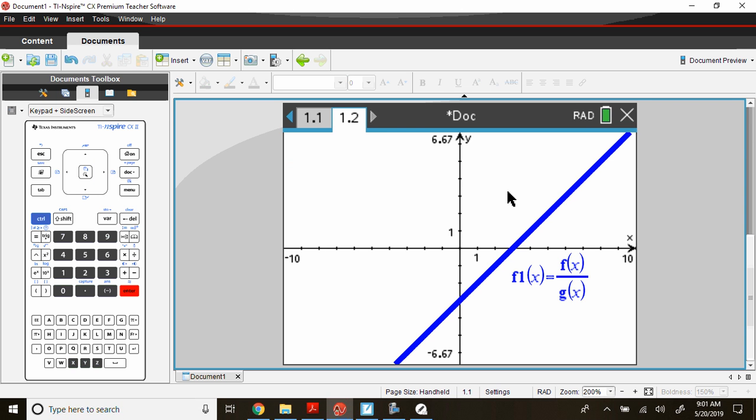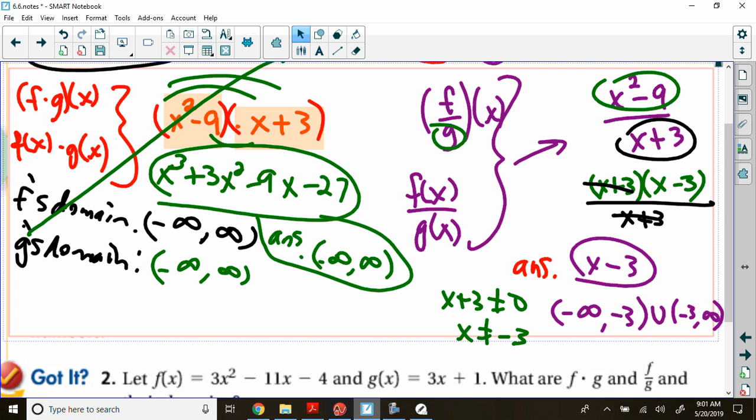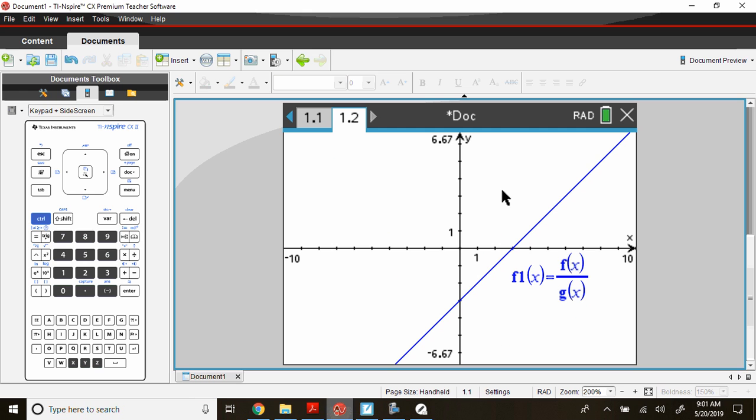When I graph it, it's kind of interesting. I see a line. And if you go back to what our answer was, x minus 3 is a line. So it shouldn't really surprise you what the graph looks like. But there's something on the graph that we don't see that's going on right here. Anybody know what's going on there? There's a removable discontinuity there when x equals -3.